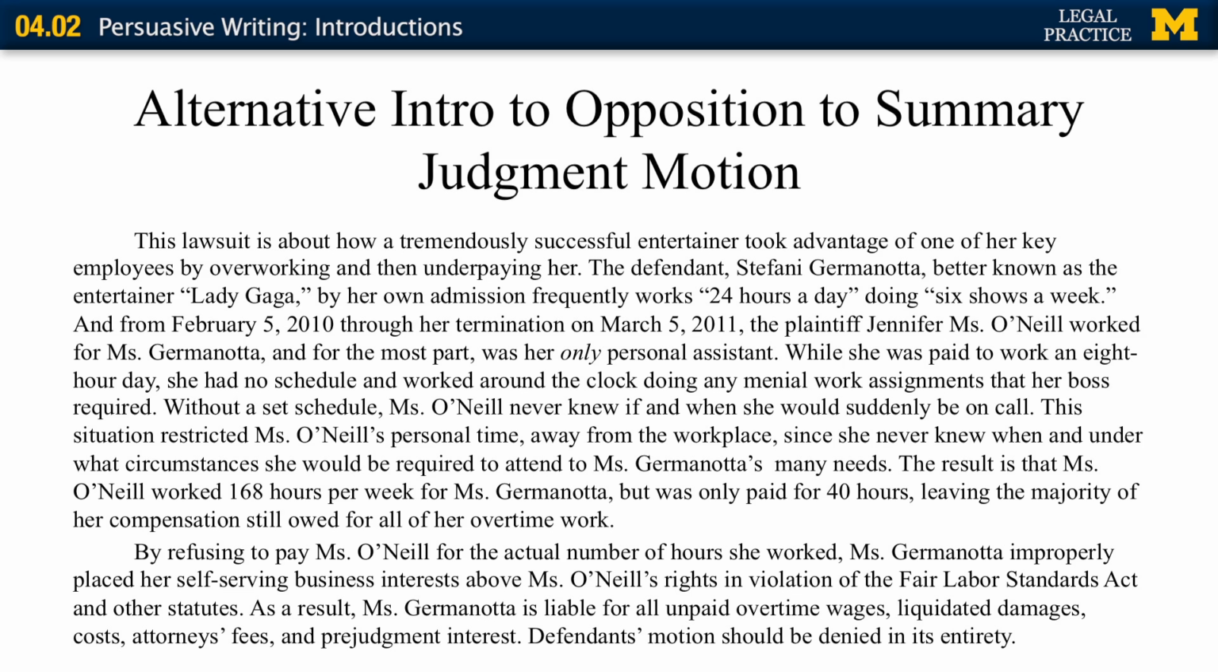So this is an alternative that I've written to the introduction to this opposition to summary judgment. And by this point, you probably have figured out that this is a lawsuit that was filed against Lady Gaga and her touring company by her former personal assistant, Jennifer O'Neill. And Jennifer O'Neill is claiming that Lady Gaga did not pay her for all of the hours that Ms. O'Neill worked as her personal assistant.